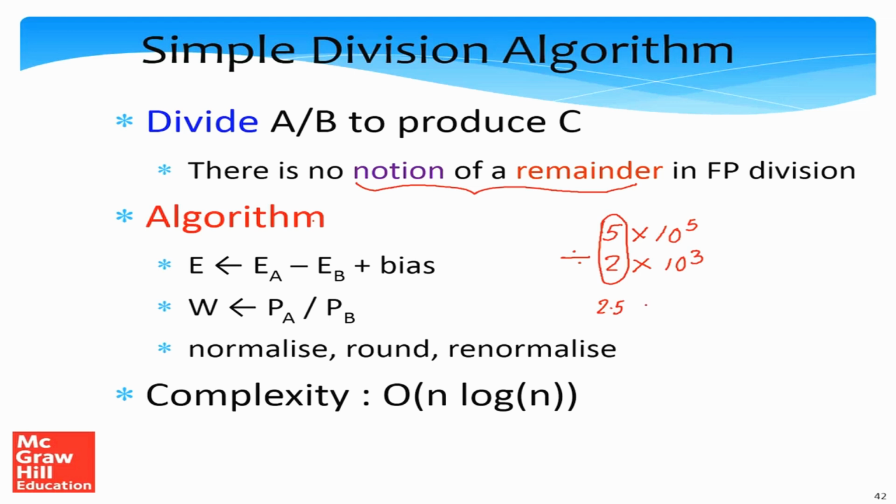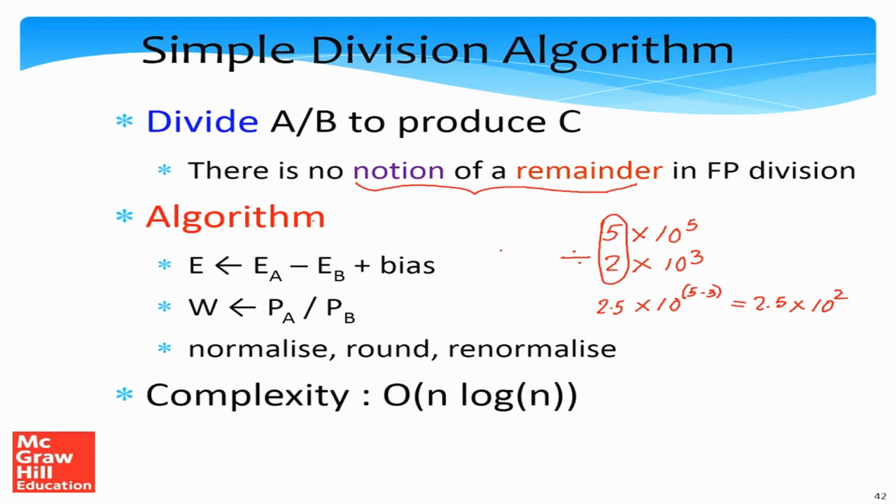Then we will compute the new exponent, which is 10 to the power 5 minus 3. So in multiplication we add the exponents, in division we subtract the exponents. So what we get is 2.5 times 10 to the power 2. So this is exactly what we need to do in division. We need to subtract the exponents and we need to divide the significands. After that, the rest of the steps will be the same.